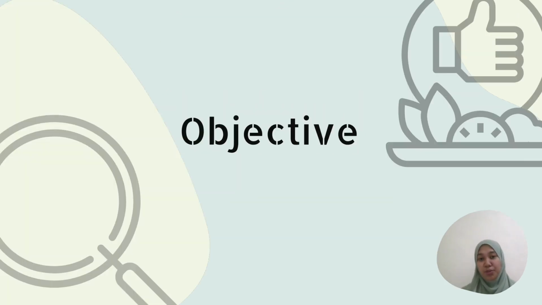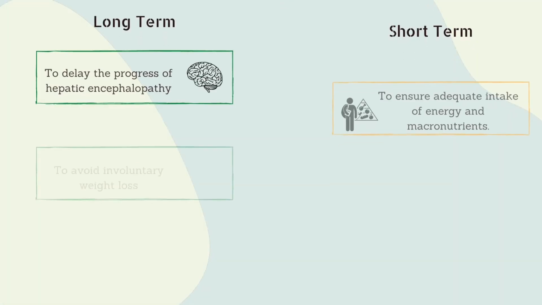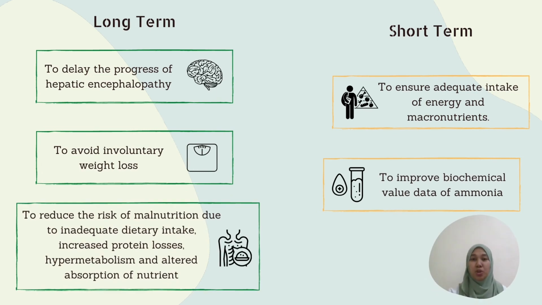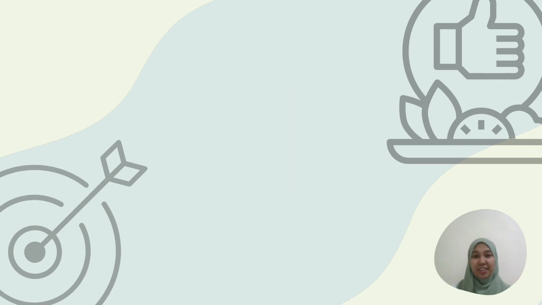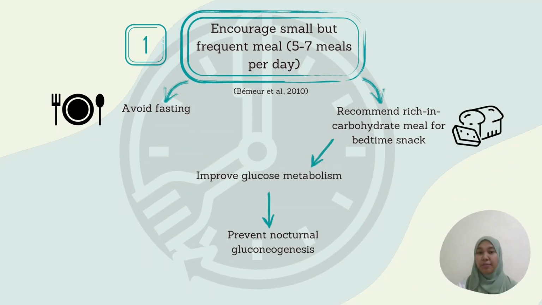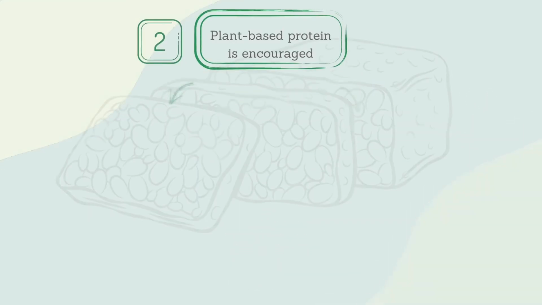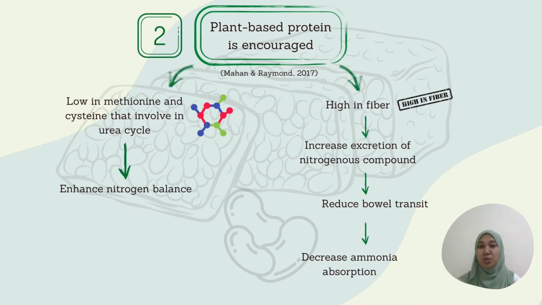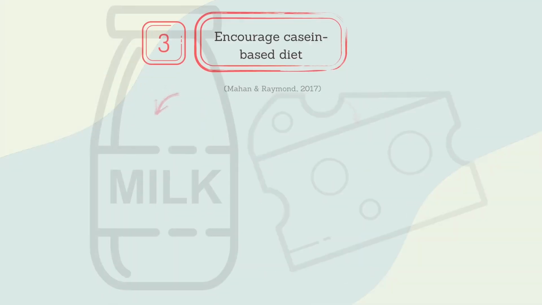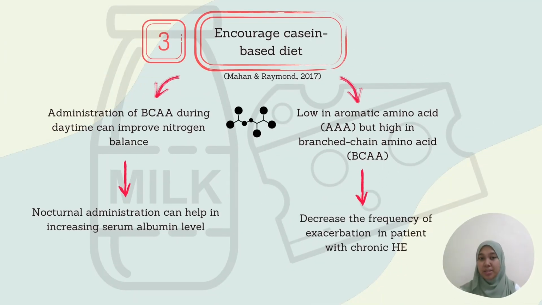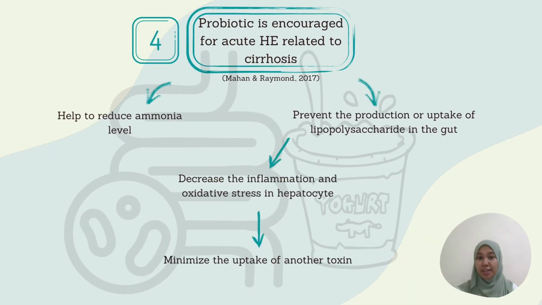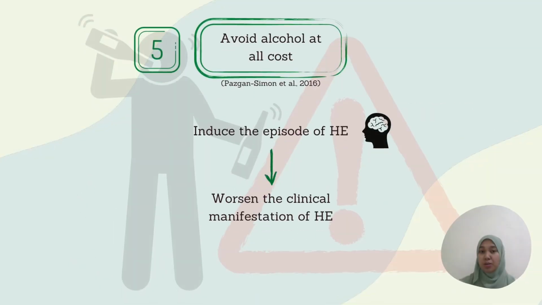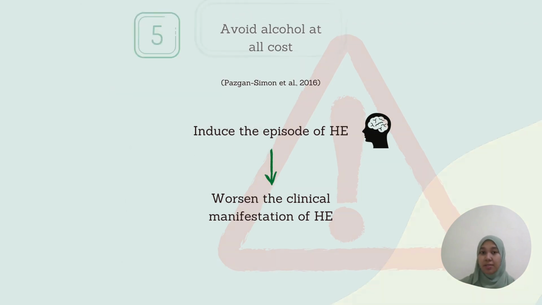What is the objective for nutrition intervention for HE patients? We can see there are 3 long-term objectives and 2 short-term objectives listed here. Let's discover the nutrition strategy shortly. Firstly, encourage small and frequent meals for HE patients. Second, HE patients are suggested to consume plant-based protein. Next, a casein-based diet such as milk and cheese is encouraged for HE patients. Fourth, acute HE patients related to cirrhosis are encouraged to take probiotics. Lastly, alcohol must be avoided at all costs.